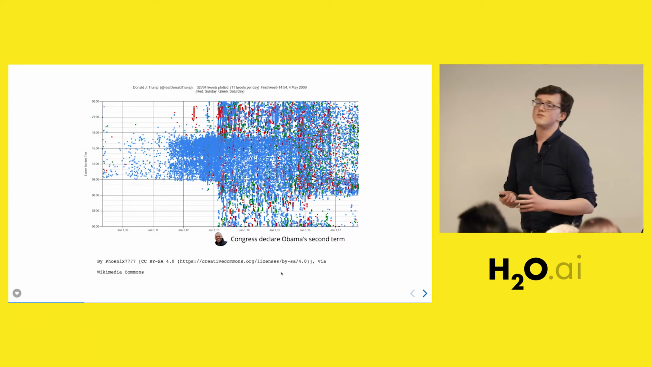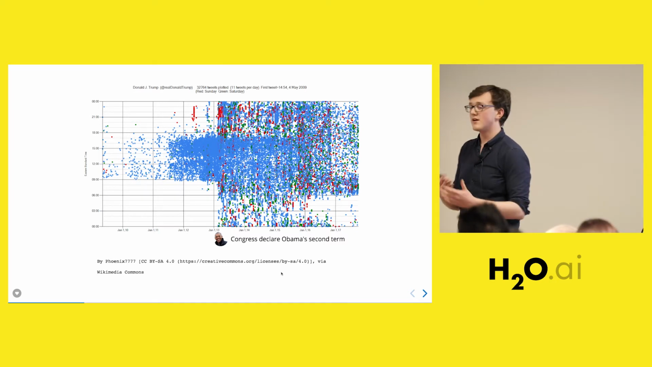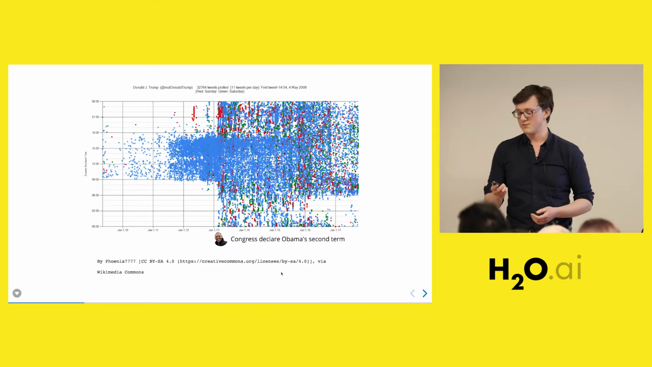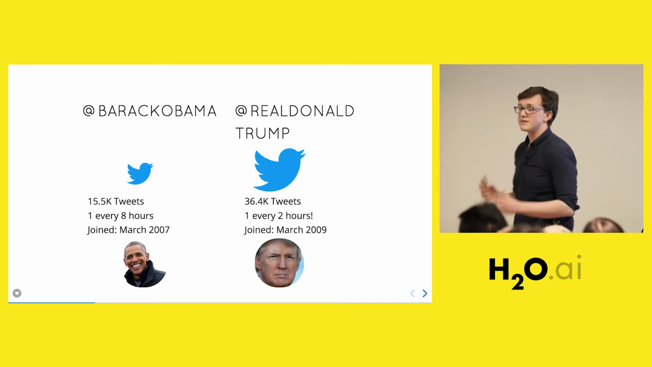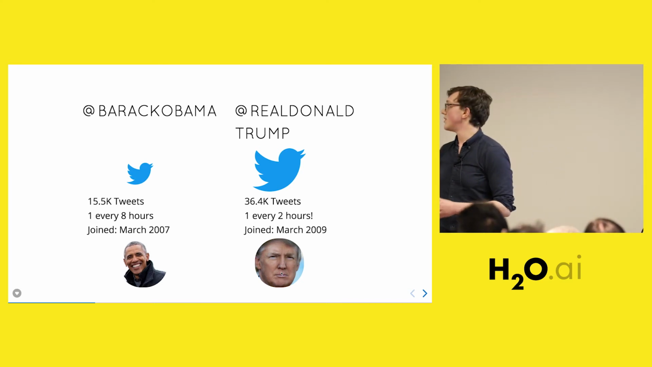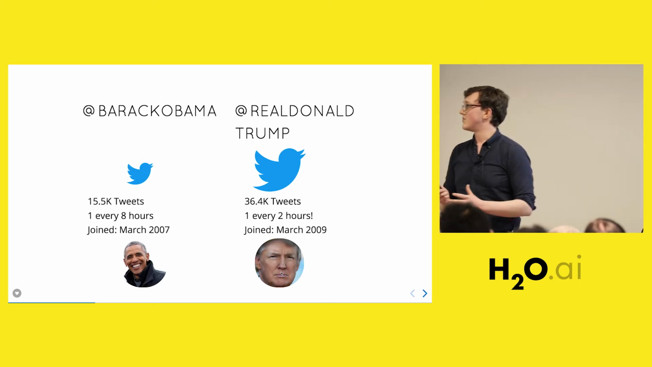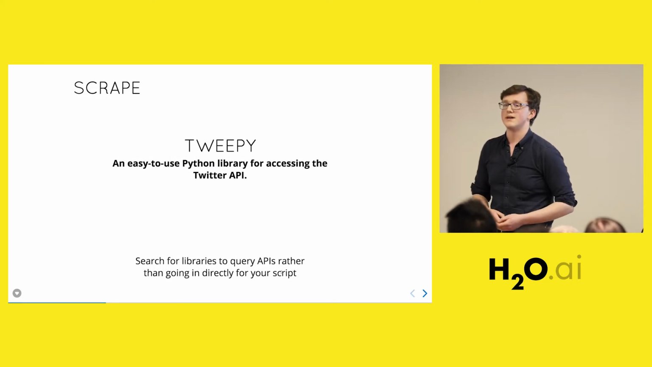The reason I looked at the data in this way is, first of all, it's quite interesting. But second of all, I wanted to make sure we had enough data, and also that the data was on the same timeline, so we can make accurate comparisons between the two. So now we've got enough data in numbers. That's 36,000 tweets for Donald Trump, which equates to 1 every 2 hours, and 15,000 for Obama, which is 1 every 8 hours. So we need to scrape that data.